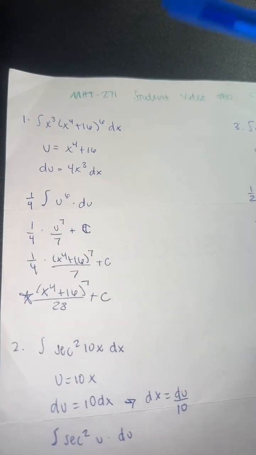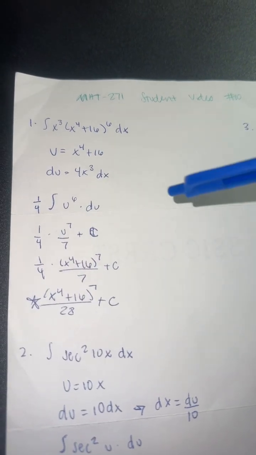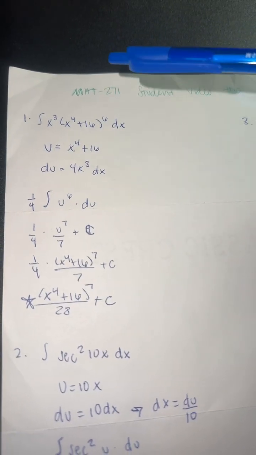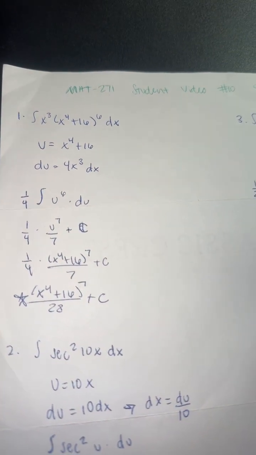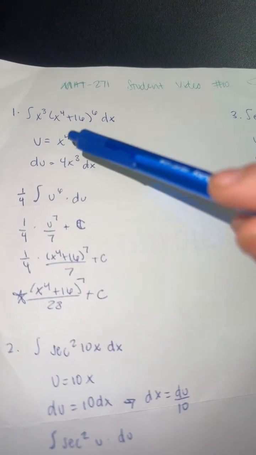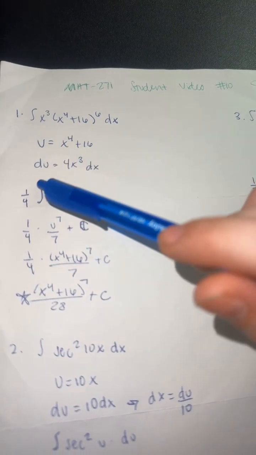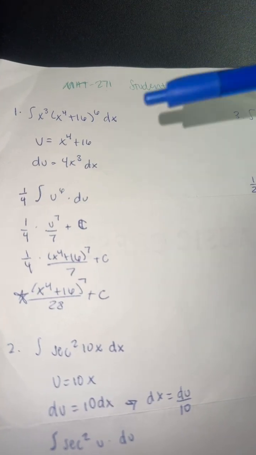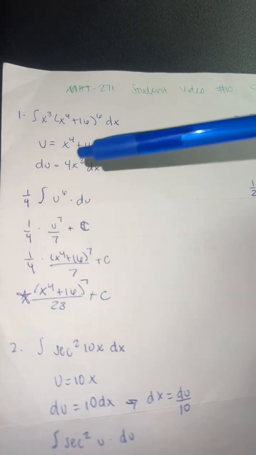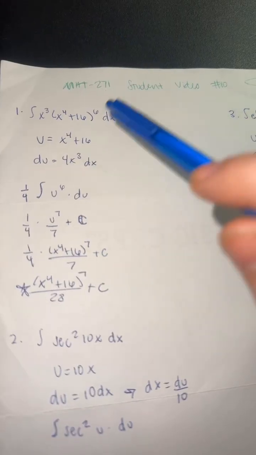Starting with number 1, our problem says we're finding the integral of x cubed times (x to the 4th plus 16) raised to the 6th power. Your first step is always going to be to determine a u, which is kind of the base if you were looking at it as a composite function. In this case, my u is x to the 4th plus 16, and then you find the derivative of that, which is called du. In this case, the derivative is 4x to the 3rd times dx. So you go back and start piecing the problem back together.